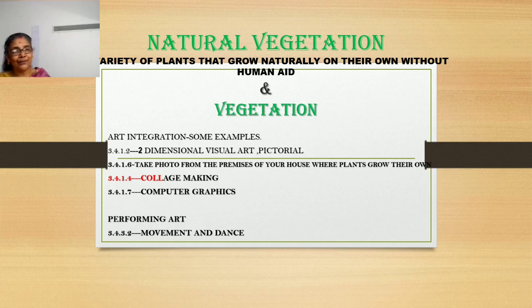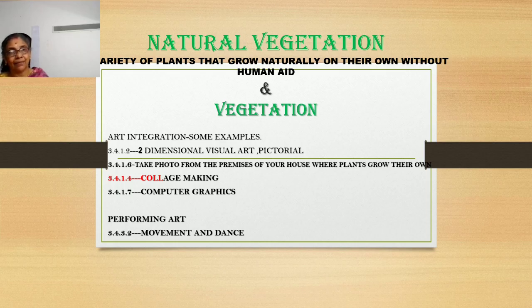Already I told you natural vegetation is a variety of plants that grow naturally on their own without human aid, and that we are taking into account. Simply I went through that. So when we say art, we can see music, dance, art, that means art and craft, and performing arts. These are the four major categories you have to focus on.